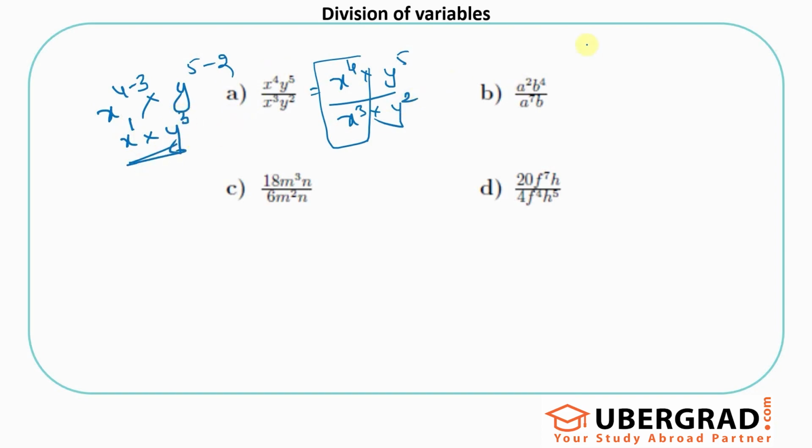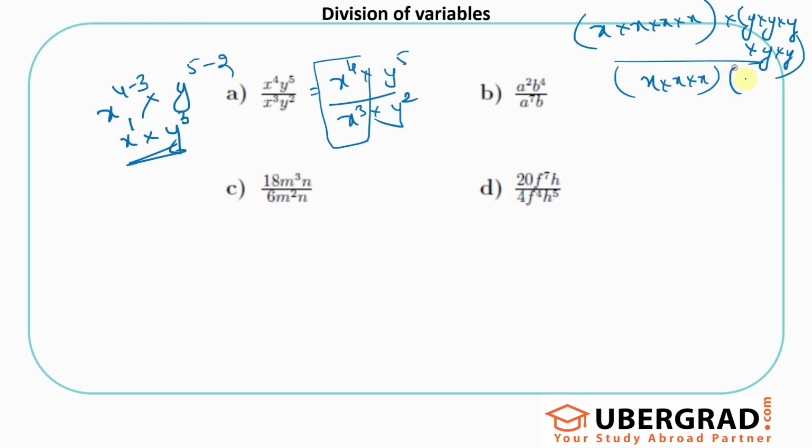Or if you look at it another way, x power 4 is x into x into x into x into y power 5 is y into y into y into y into y, 5 times, by x cube is x into x into x, by y square is y into y. So 3 x's are cancelled, 2 y's are cancelled. There is 1 x left and there are 3 y's left, so that's y cube. That's also the way to look at it.